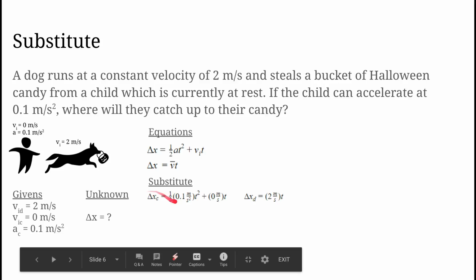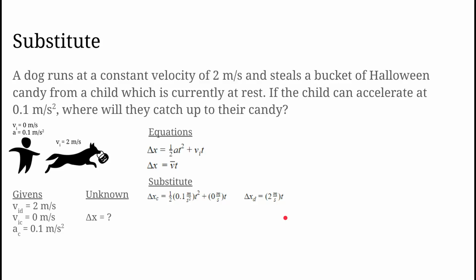So we've got the displacement of the child and time in the left equation, and the displacement of the dog and time in the right equation. But because we have two equations, it is okay to have two unknowns.